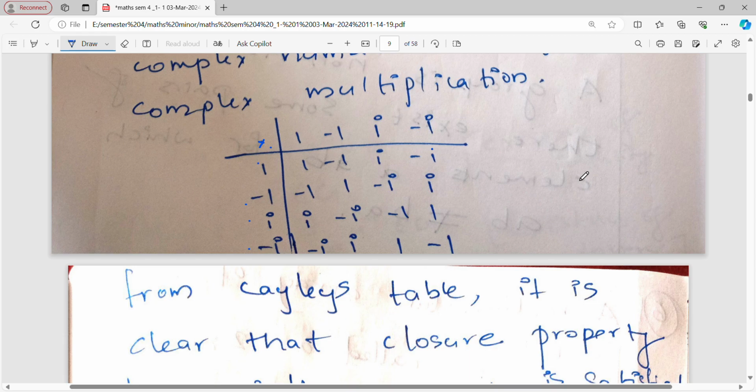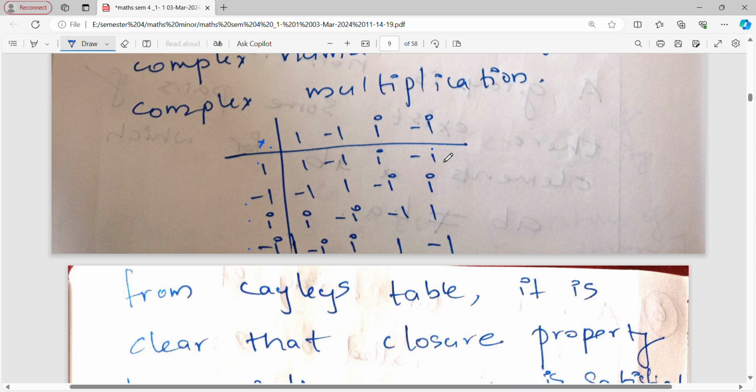Then next is the identity element. That means the same number has to be reflected. 1 is the identity element, because 1 multiplied by 1 gives you 1, 1 multiplied by -1 gives you -1, 1 multiplied by i gives you i, and 1 multiplied by -i gives you -i. So the identity is 1.